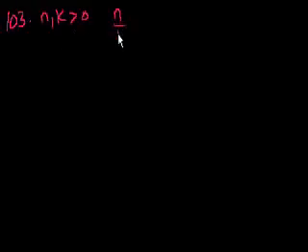We're on problem 103. It says, if n and k are greater than 0, so both n and k are greater than 0, is n over k an integer? So essentially they're asking, is k divisible into n?